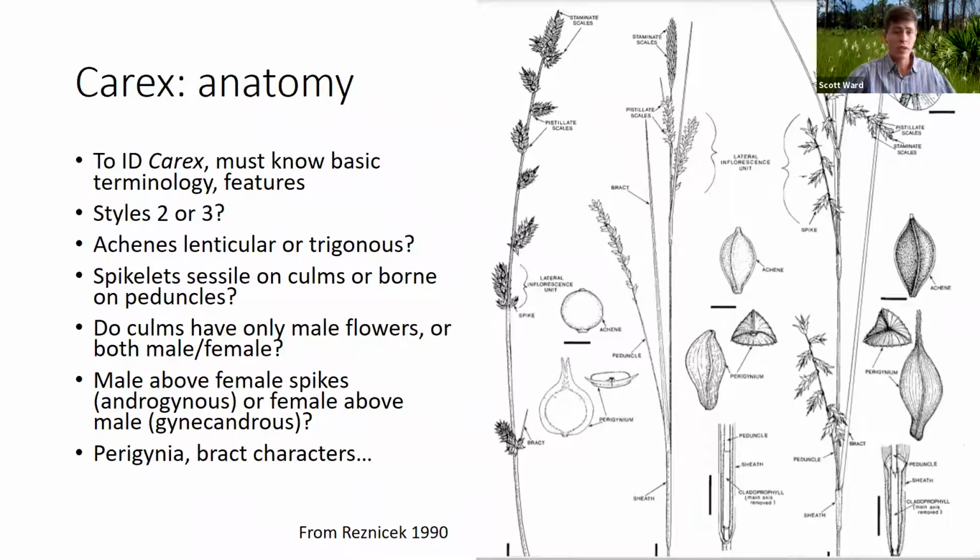Once you get down into the sections, which can take a little while to learn, you learn that subtle characters like differences in the Perigynia shape and even bract characters can also be really important.